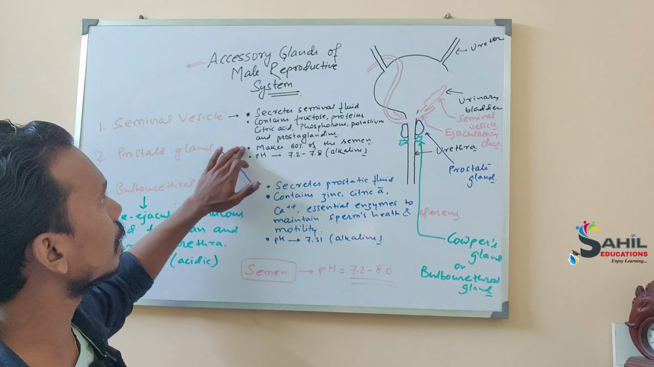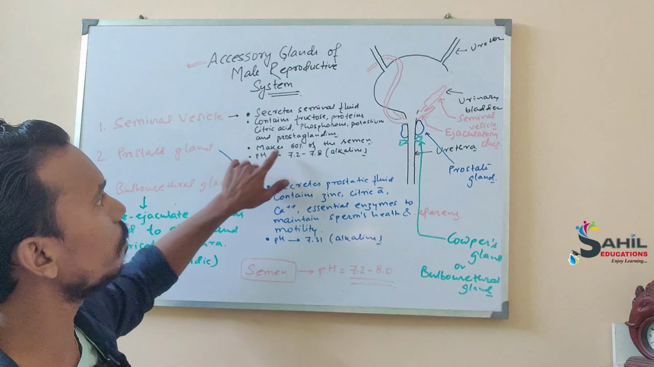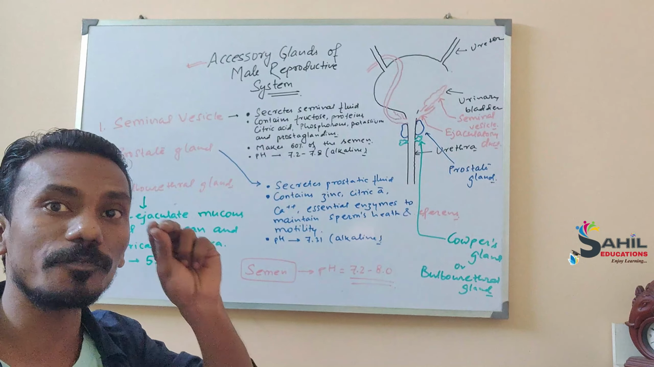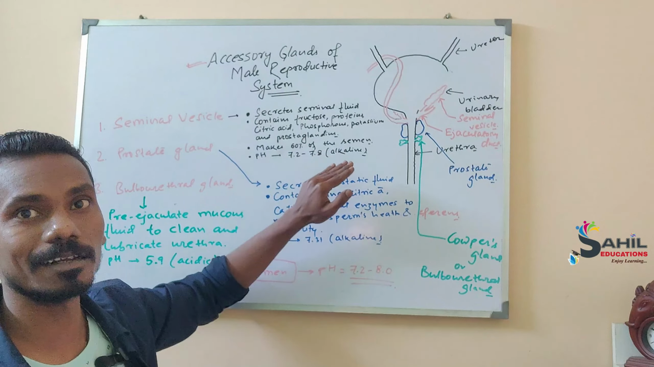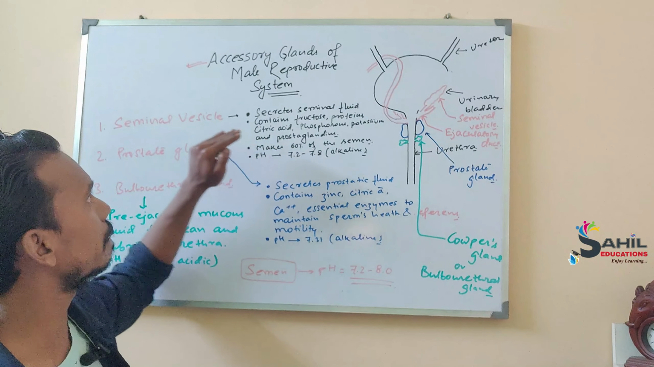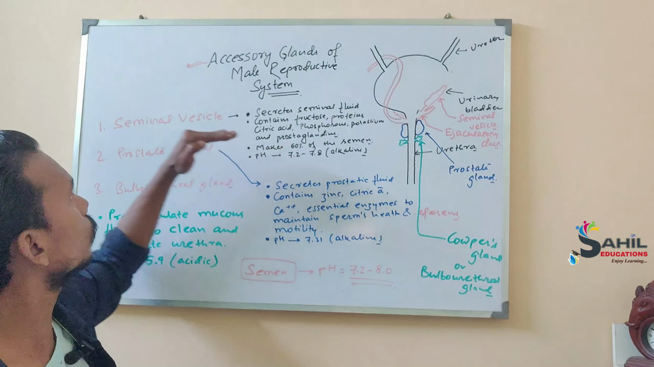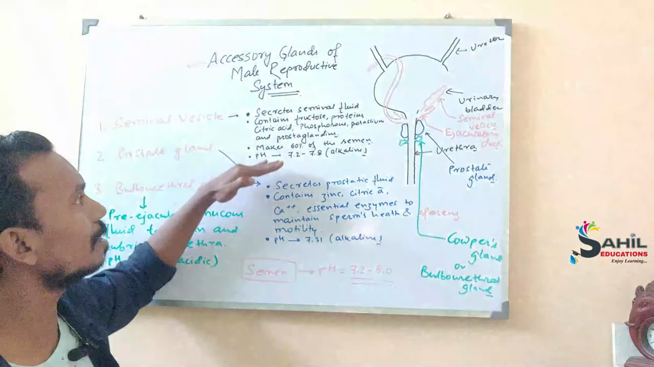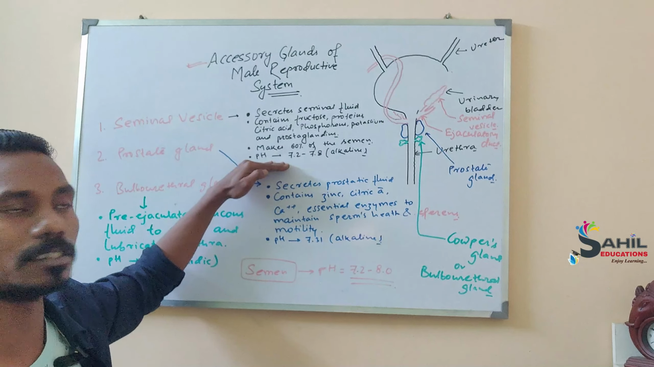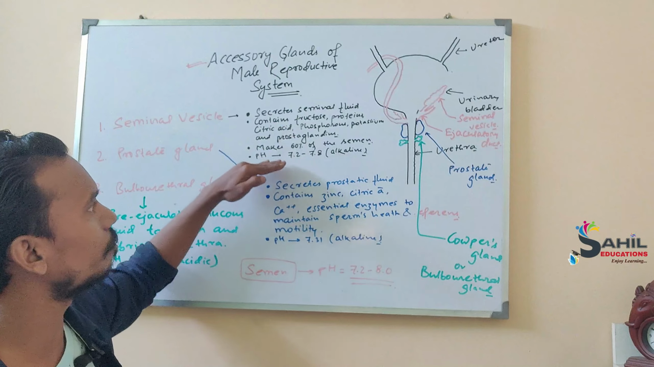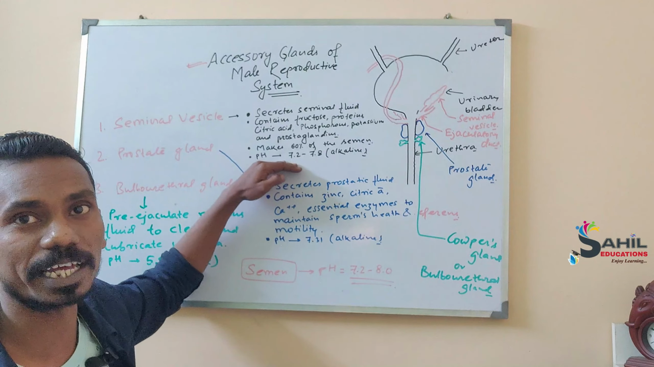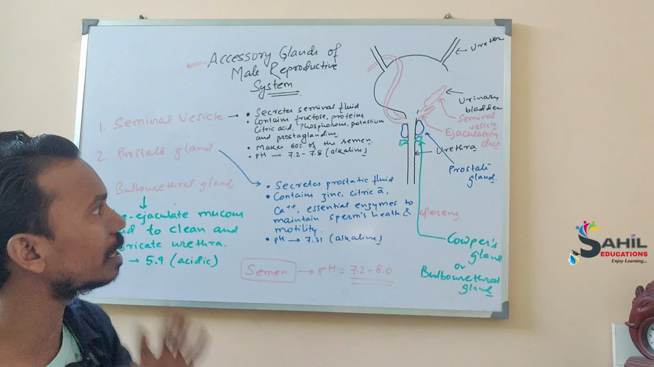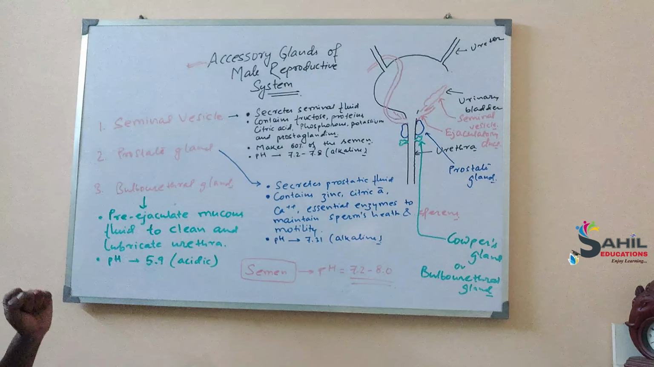Now this seminal vesicle fluid makes up 60% of the volume of the whole semen. What semen is will come after. The seminal vesicle fluid, known as seminal fluid, has an alkaline nature. The pH varies from 7.2 to 7.8. So this is all about the seminal vesicle.